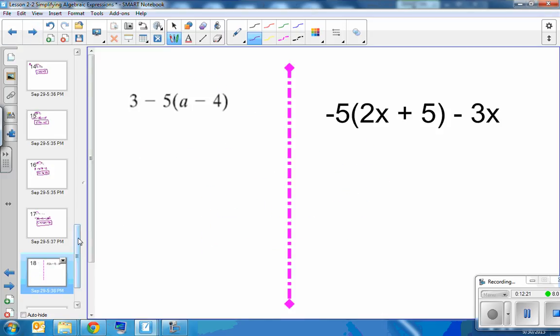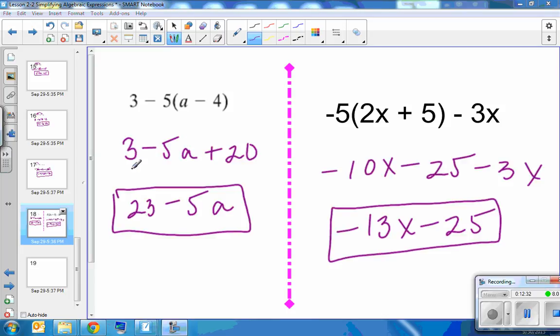Go ahead and try these two on your own. So for this one, you should have brought down the 3, distributed the negative 5 to the a to get negative 5a. Negative 5 times a negative 4 is a positive 20. Combine 3 and 20 to get 23, and then bring down your negative 5a.